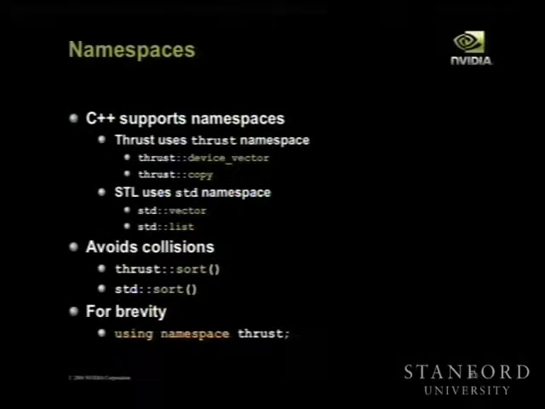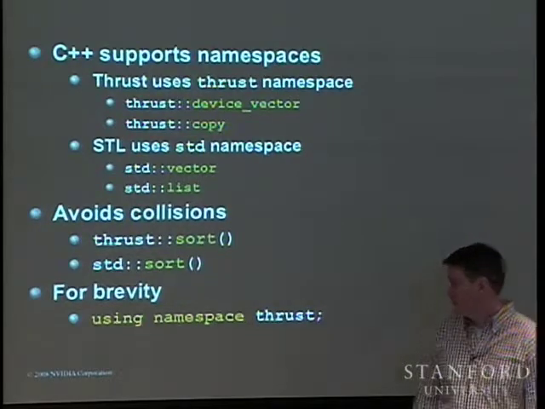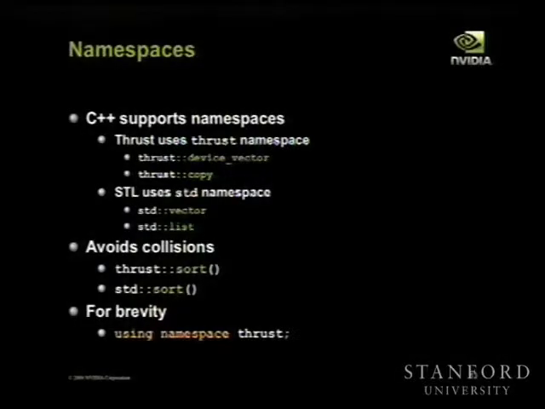Okay, so as I mentioned, we use namespaces. So if you're not familiar with C++, thrust algorithms will be prefixed by thrust::, and STL algorithms will be prefixed by std::, and that's just to avoid collision. So we both provide sort functions, and the way to distinguish them is through these namespaces. And if you don't want to type thrust before each algorithm, you can use this using namespace at the beginning of your program.